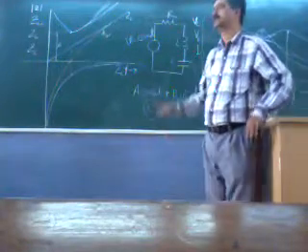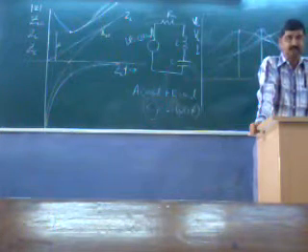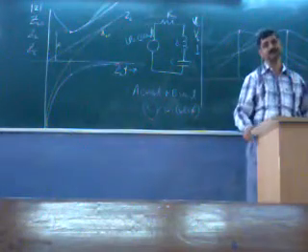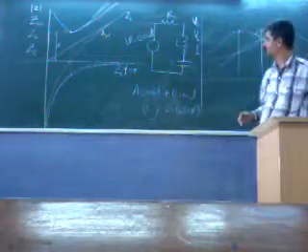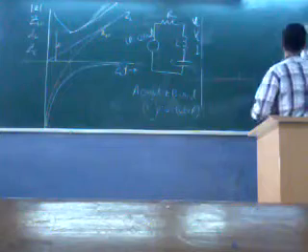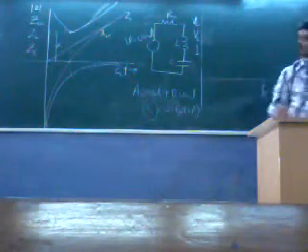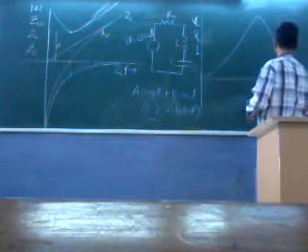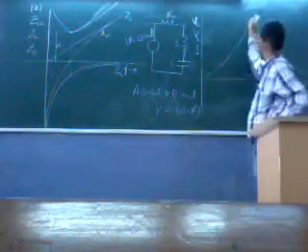Circuit, we find that the current is maximum at resonating frequency. Current is maximum at resonating frequency and it reduces on both sides of resonating frequency. So if you only concentrate on the current waveform, it is somewhat like this. At F0 it is maximum.